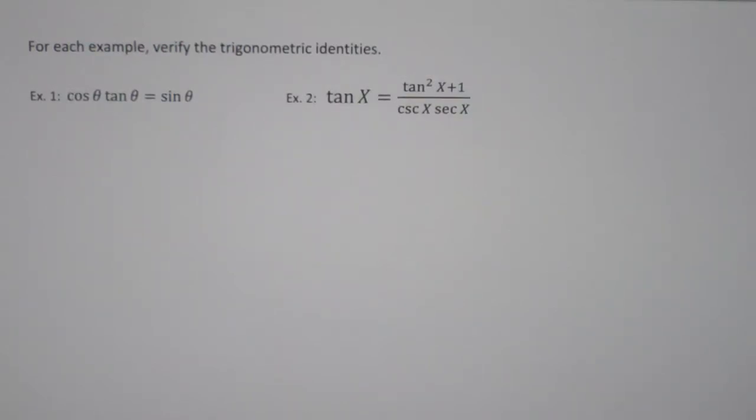In examples 1 and 2, we want to verify these trigonometric identities. When you verify, you're only supposed to work on one side of the equal sign. You can kind of work on the other, but you've got to erase what you did. Let's try to work on one side only with example 1 and 2.